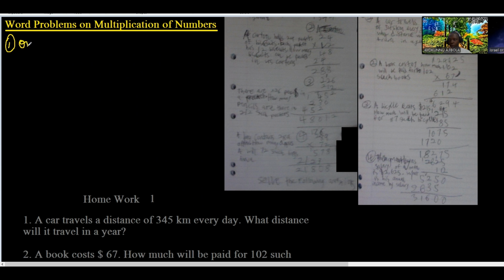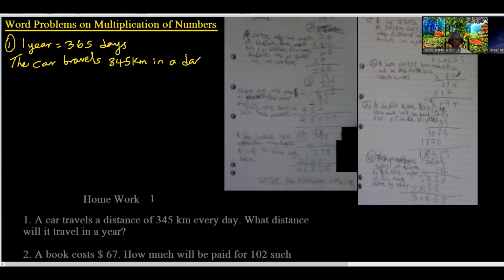So one year equals 365 days. Then the car travels 345 kilometers in one day. So in 2 days, it will travel two times the distance.